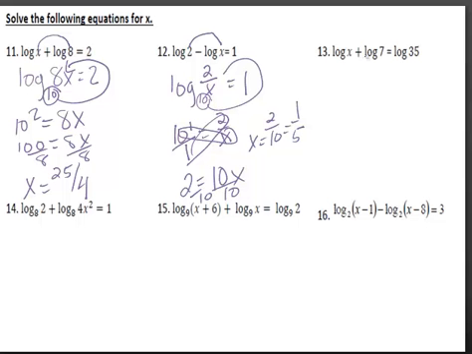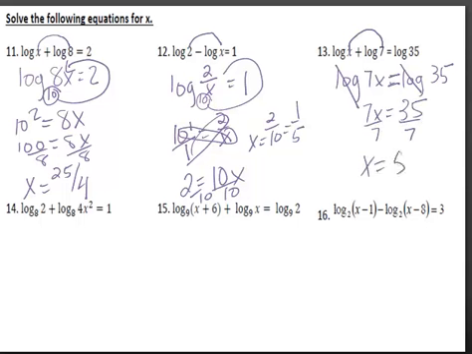Okay? On number 13, you're going to multiply 7 times x. So I'm going to have log 7x is equal to log 35. Then we learned that if the logs match, they cancel out because they're equal to each other. So 7x is equal to 35. So x has to be 5.